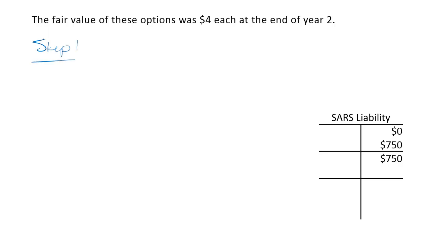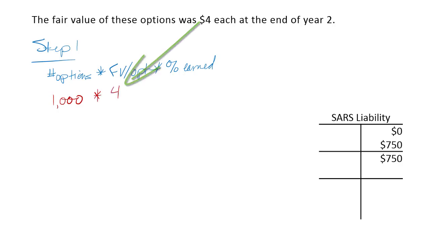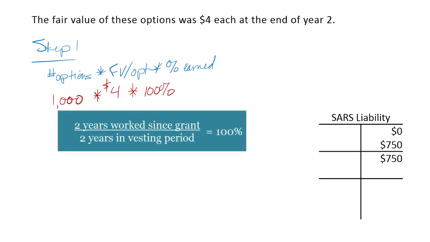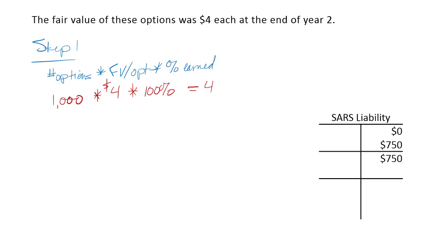Step one is to calculate the fair value of the options. And again, it's the number of options times the fair value per option times the percentage earned. And in year two, Sally's still got 1,000 options. The fair value is now $4 per option, and she has now earned all of it because it was a 2-year vesting period. We're at the end of year two. So our value is $4,000, and I'm going to bring that right down here.